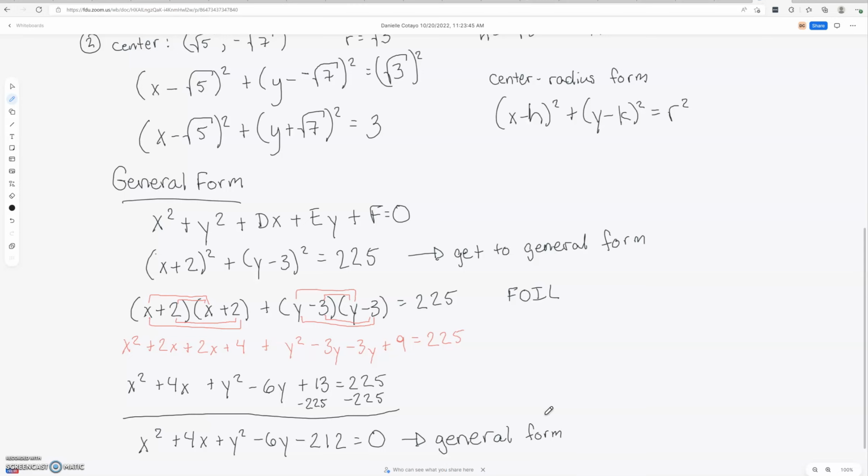So we started with, they gave us the center of negative 2, 3 with a radius of 15. You found the center radius form. And from there we multiplied it all out and you found the general form, which is down here. This is your general form.